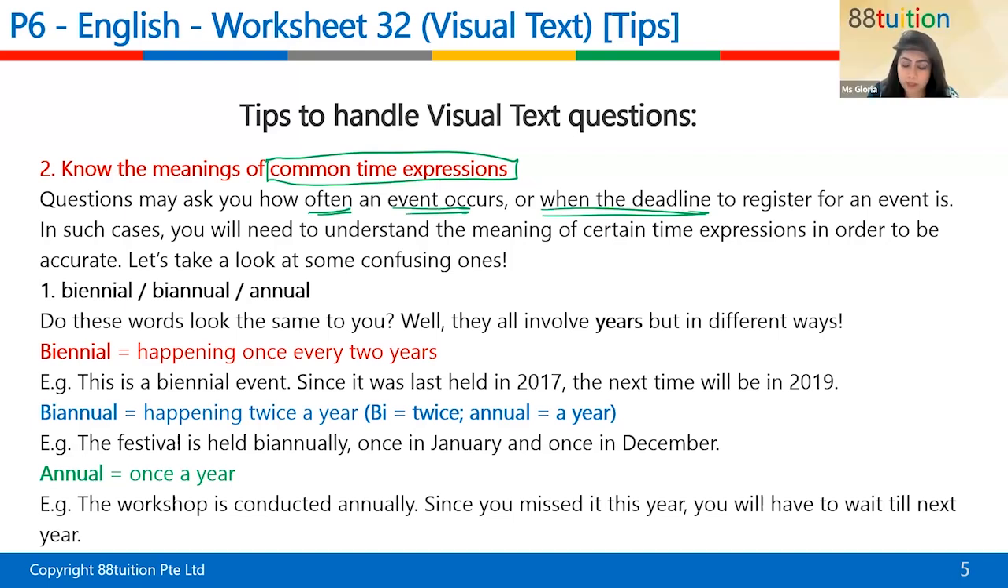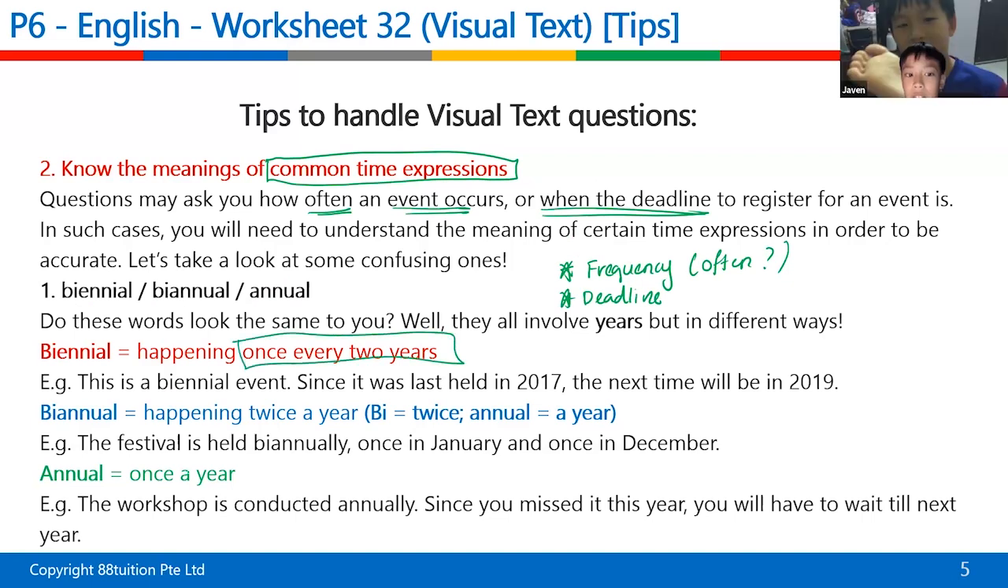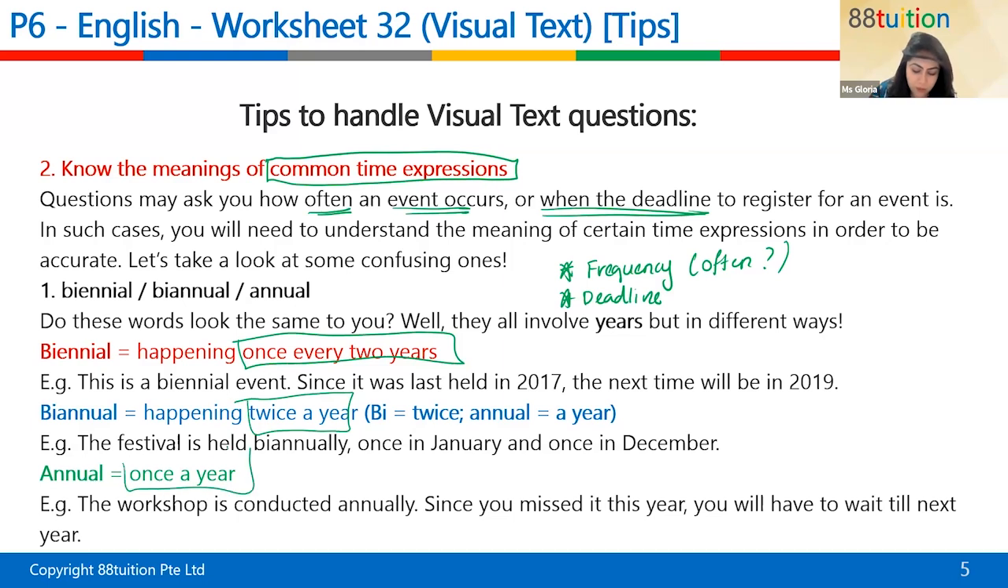Okay, stop there for a second. Two things I want to tell you: sometimes when they give you visual text, they'll ask you the frequency of the event. How often does it happen? Is it once a week, twice a week? And secondly, they will ask you about the deadline. Not always, sometimes. So remember biennial, biannual, and annual. Biennial means happening once every 2 years. Biannual means happening twice a year. And annual means once a year. So you must be able to remember this.